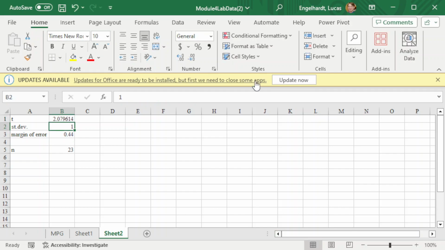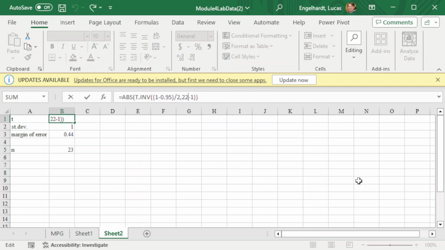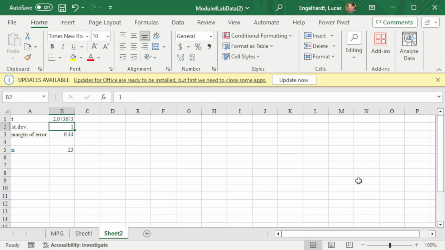So 22. Now it says it should be 23. So that's not consistent again. So we need to change the 22 to 23 and see if we get something consistent. Excellent. So 23 in, 23 out. It's all self-consistent with itself. Now remember, this is with having that round up in there. So now this is all okay.